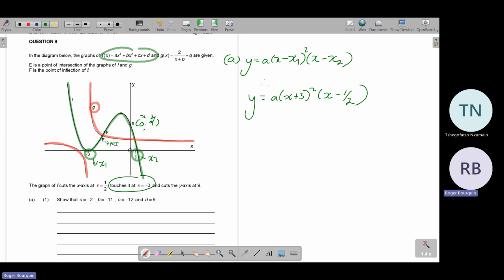Okay, but now you're going to have to do something. Guys, just have a look here. If you sub in this format, it's fine, carry on. But remember you've got to show A is minus 2. So we sub in 0, 9. All happy up to there? So we get 9 is equal to A, 0 plus 3 squared, 0 minus a half.